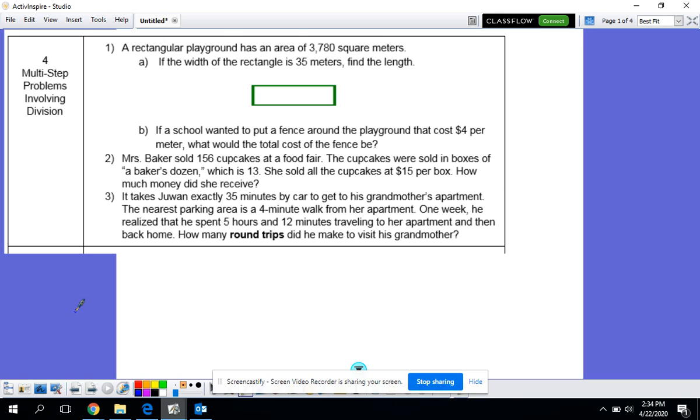Hello, friends. It's Miss Marshall here for your day 4 or Thursday's work in your packet. So today's is focused on multi-step problems involving division.